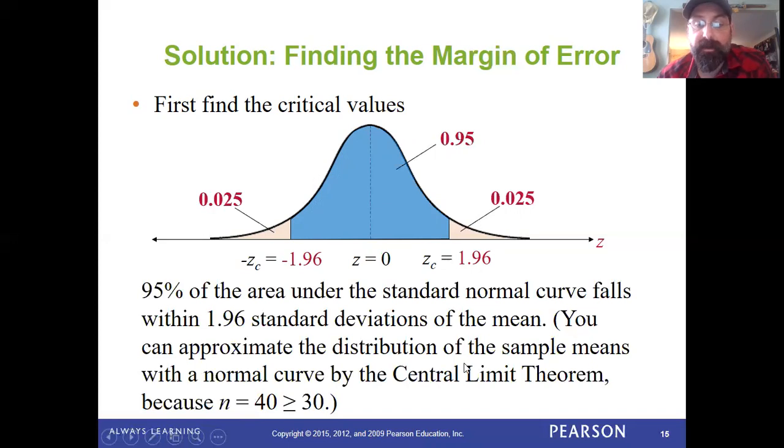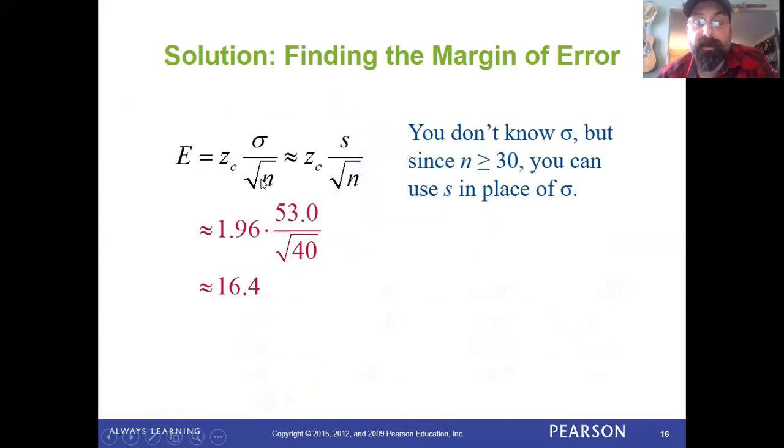Again, to note, you can approximate the distribution of sample means X-bar with a normal curve because of the central limit theorem part 1, being that n was greater than or equal to 30. So we just then plug everything into this margin of error formula. z sub c we found to be 1.96. Now we don't know sigma because we only looked at 40 Facebook users, but we did find their sample standard deviation s was 53. And since the sample size was 40, greater than or equal to 30, we can use s instead of sigma. So perform the calculation and you find the margin of error to be 16.4.